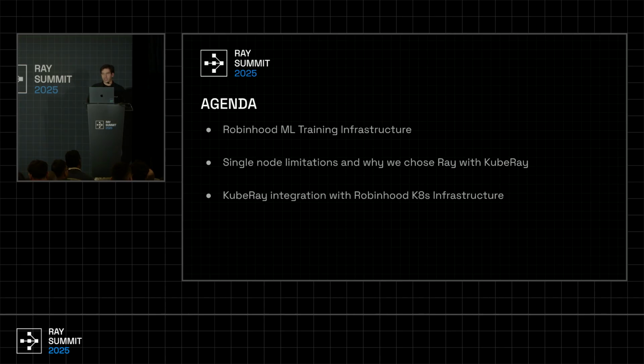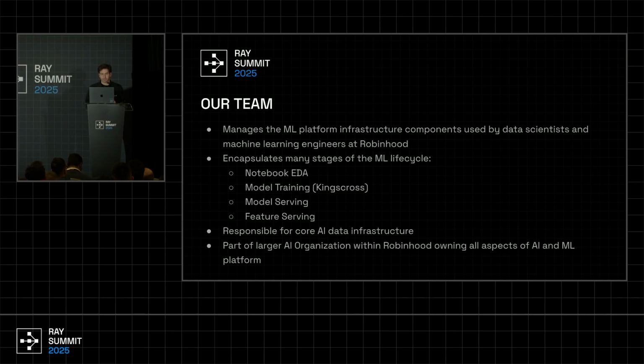So the agenda for this talk will first go through some of the context on the previous version of Robinhood's ML training infra prior to adopting multi-node training. Then we'll get into some of the limitations that we faced for our machine learning engineers and data scientists on single node training and why we decided to adopt Ray and KubeRay as our means of deploying Ray clusters. Finally, we'll get into some of the integrations with KubeRay and Robinhood's Kubernetes infrastructure that we've built.